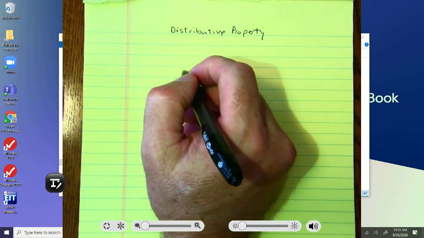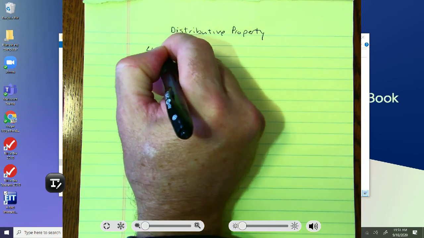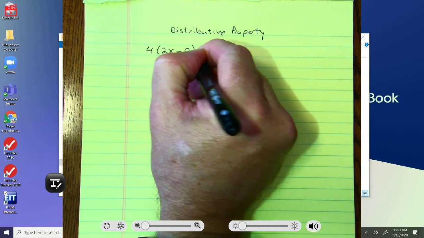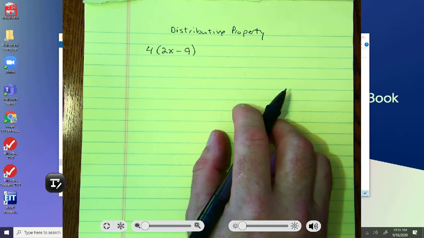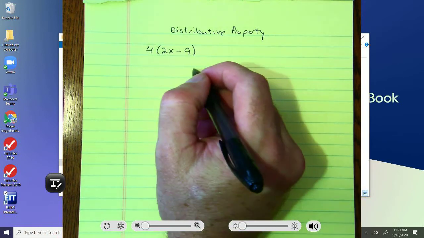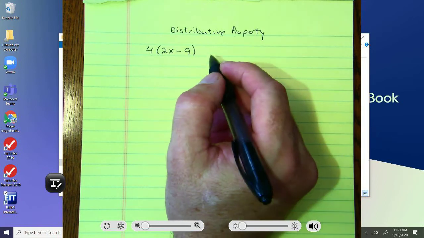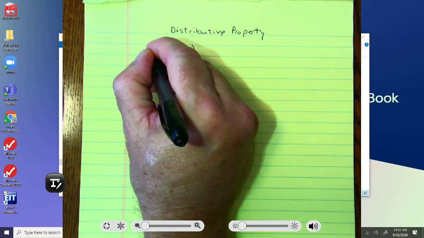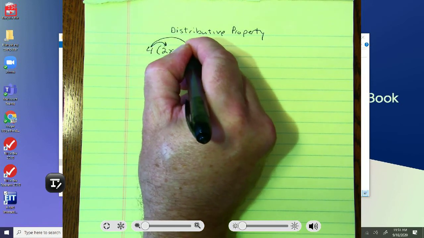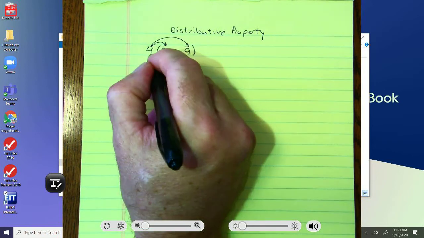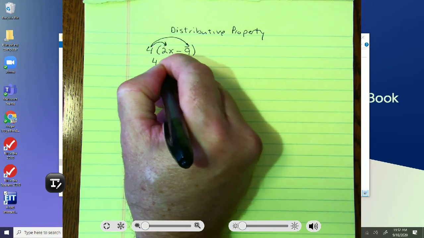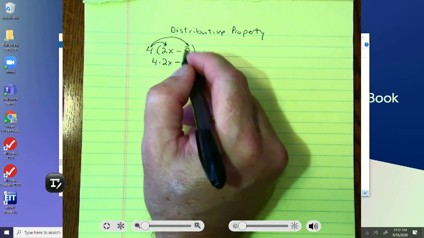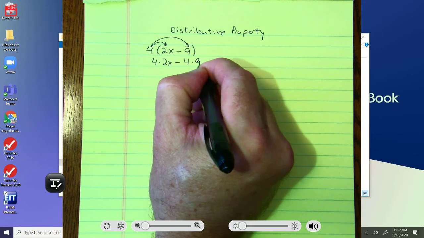So let's start with 4 times the quantity 2x minus 9. If you'll recall, we're going to distribute, hand out, with multiplication, however you were taught to think of it, this number on the outside to each term on the inside. So we're going to say 4 times 2x. We're going to keep our operation, the subtraction, and then go with 4 times 9.